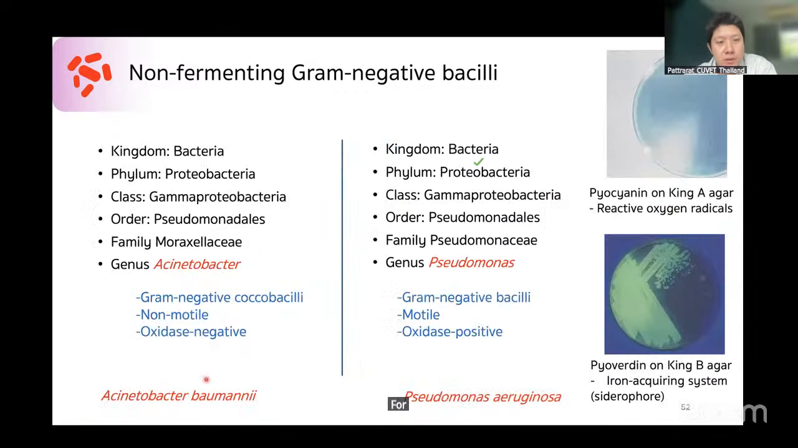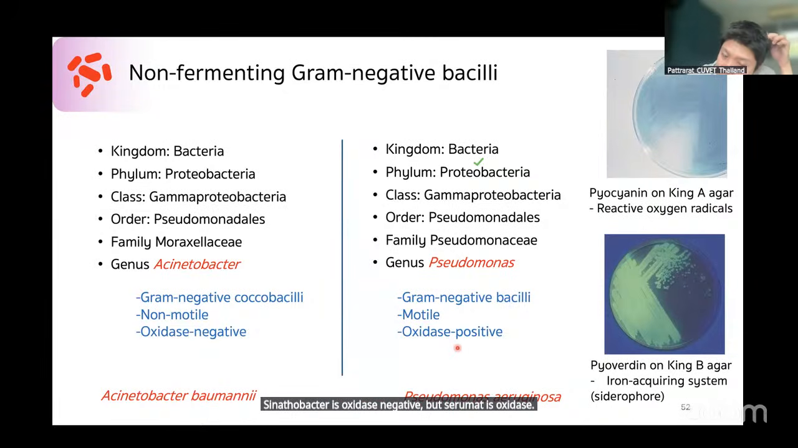For Acinetobacter, the shape of the cells is shorter. So we can say this is a gram-negative coccobacillus, while Pseudomonas aeruginosa is a gram-negative bacillus. Acinetobacter is non-motile, but Pseudomonas is motile. Acinetobacter is oxidase negative, but Pseudomonas is oxidase positive. These are the primary test characteristics that we can use for differentiation between these two species.